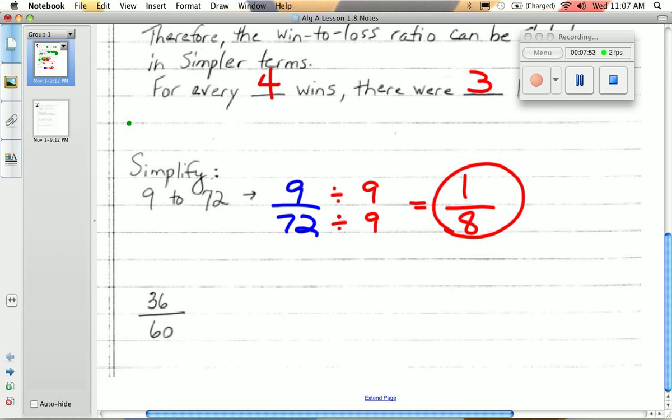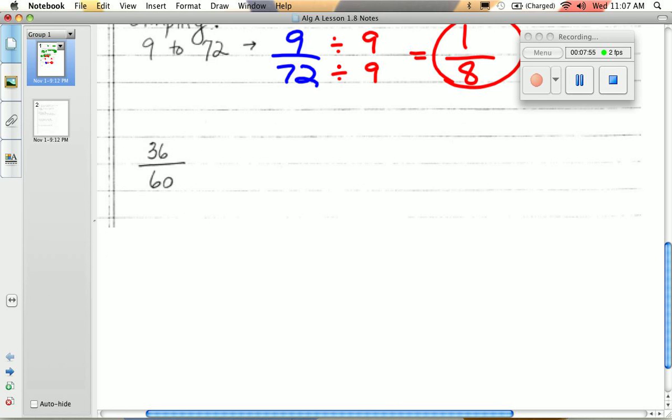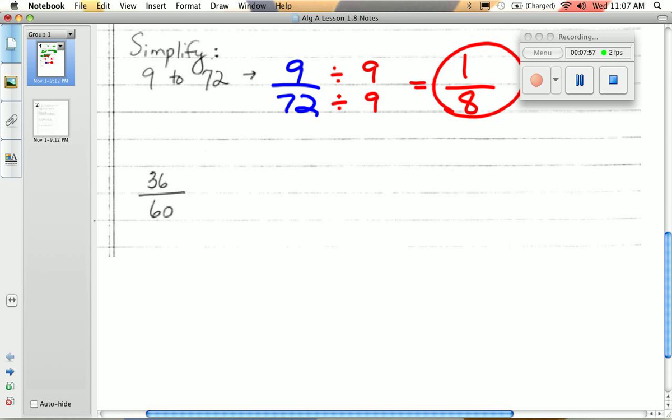Okay. How about our next one? Is it already set up as a ratio? Yes. Okay, as in the fraction form. So what can both of those be divided by? 3. They're both divisible by 3. Okay, let's start with 3. Sometimes it's okay if we take a slower process to get there. What's 36 divided by 3? 12. Okay. What's 60 divided by 3? 20.